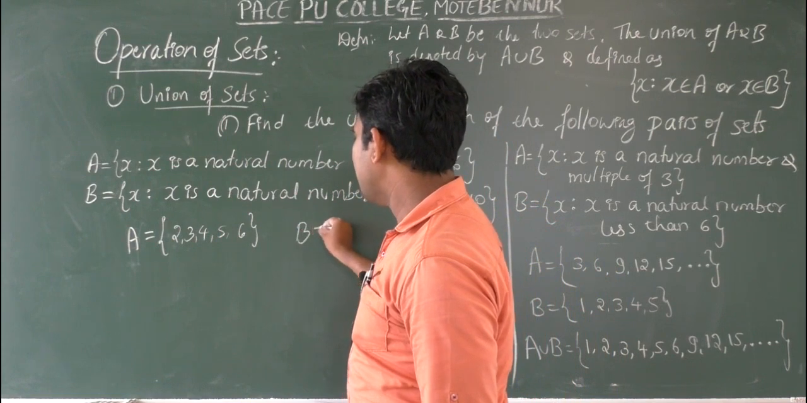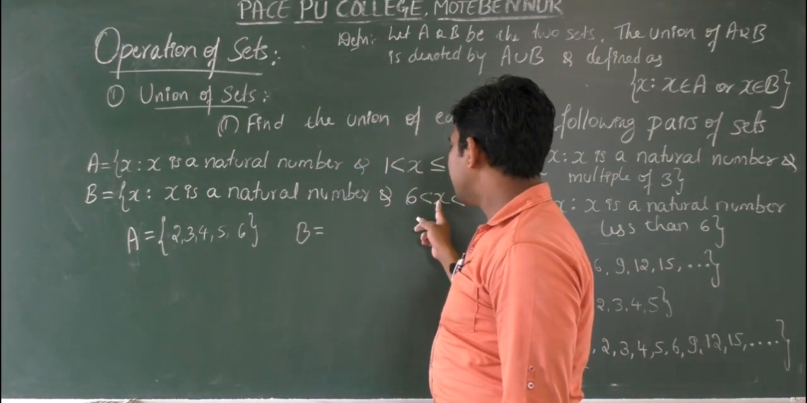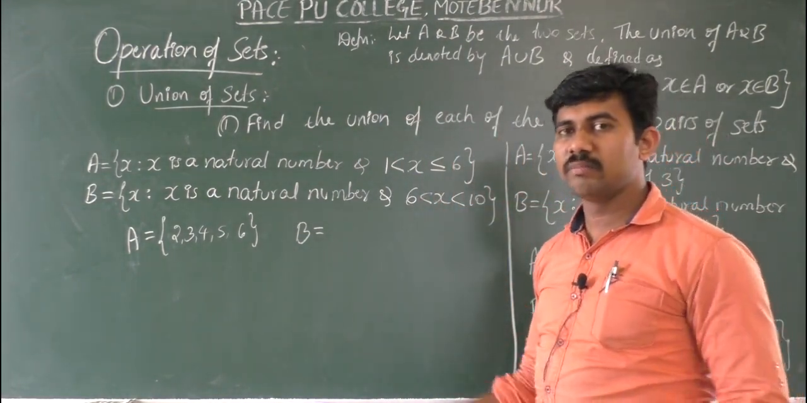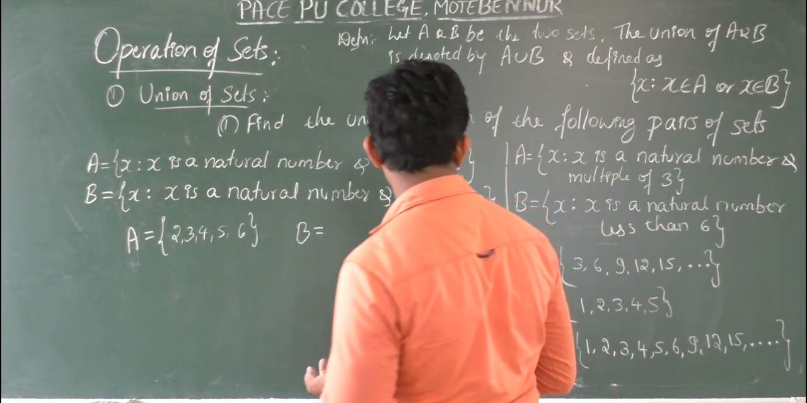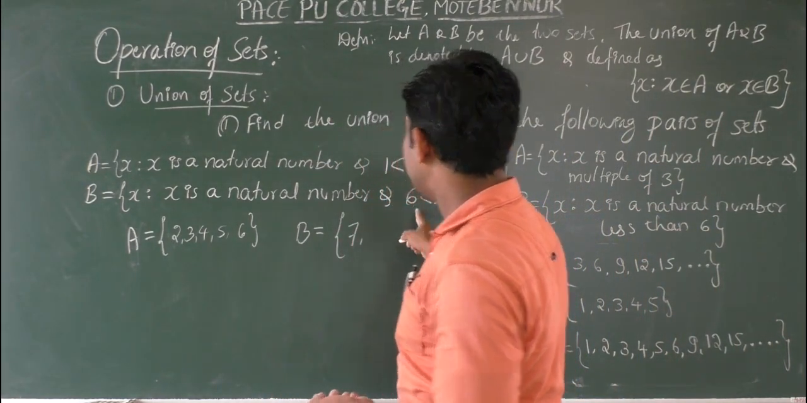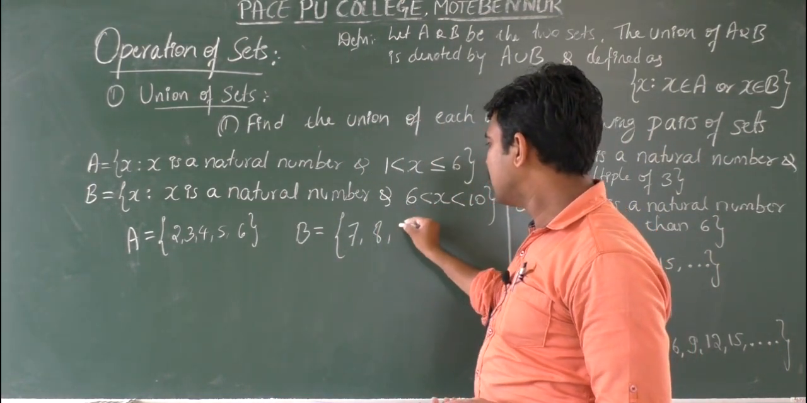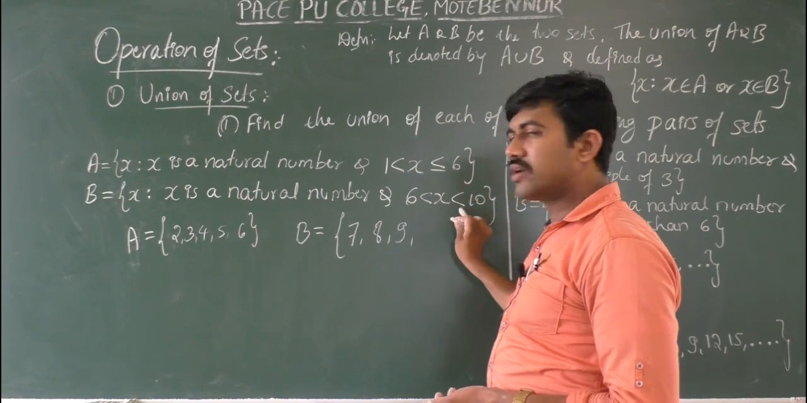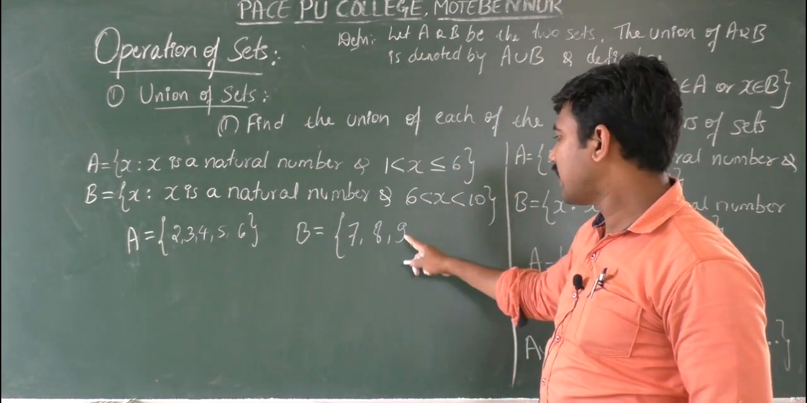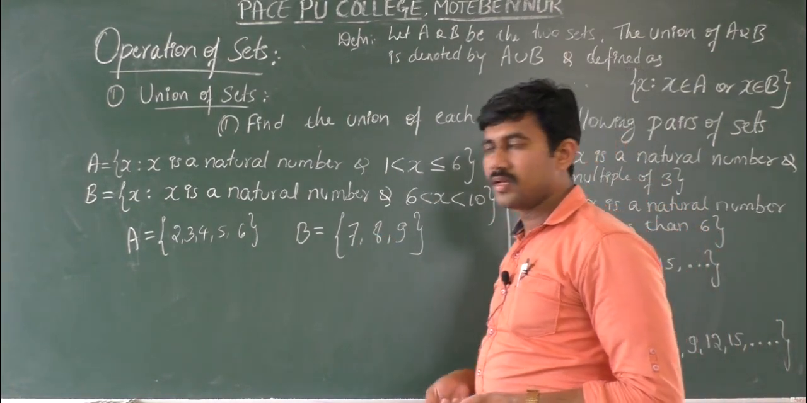Similarly, what is B here? B is the set of all natural numbers greater than 6 and strictly less than 10. So in between 6 and 10, what are the natural numbers we have? That you have to write. That is 7, the natural number greater than 6. That is 7, 8, 9. Don't write 10 because strictly less than 10, that is 9 only. So these are the natural numbers in between 6 and 10.